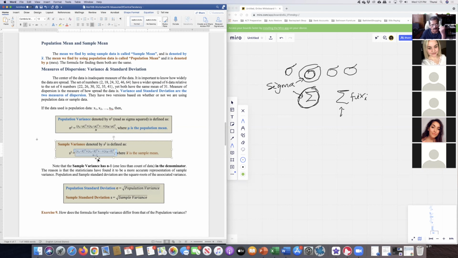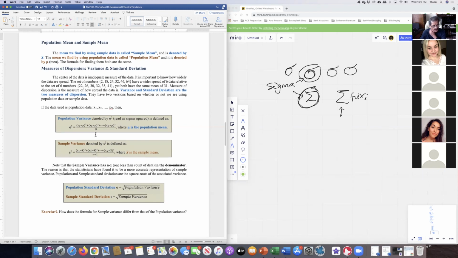So therefore, if you divide by n, that's not accurate. So divide by one less. That's the decision they made, and so we're going to have to live with that decision. So only in the sample case, you need to divide by one less. In the population case, you need to divide by the entire count.